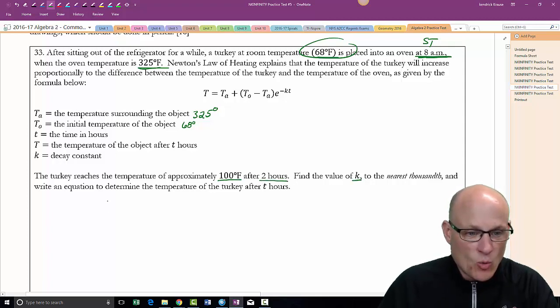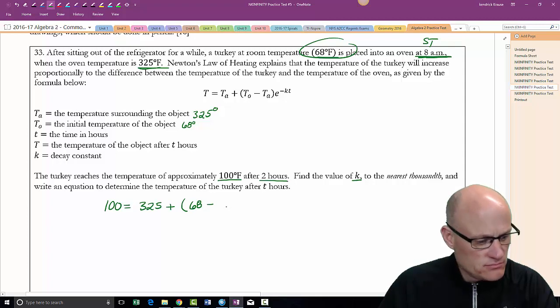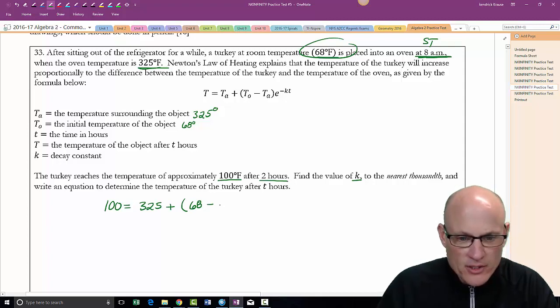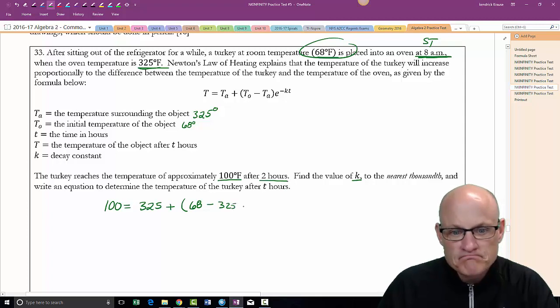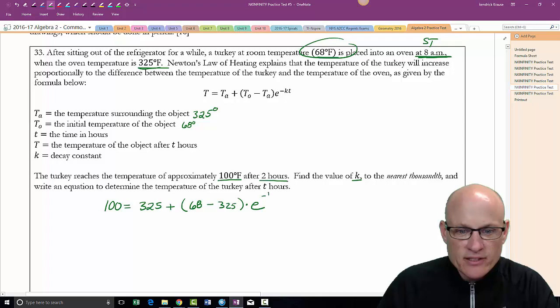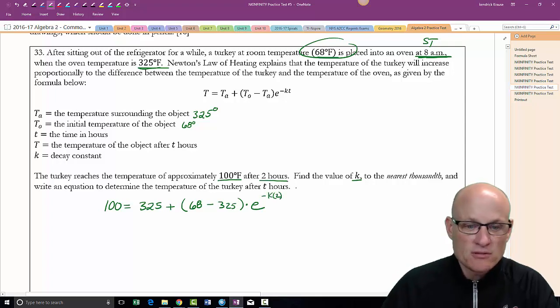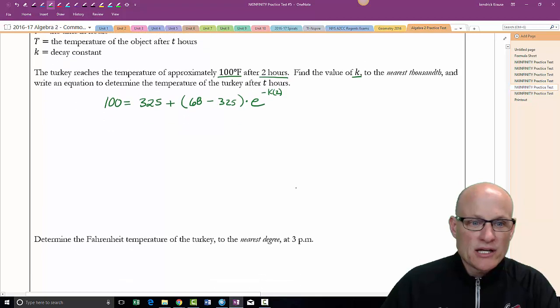Find K. Oh, okay. So 100 is equal to, TA was 325, plus TO, that was our initial temperature of 68 degrees, minus TA, that's 325 again, right? Times E to the negative K times 2. All right, so let's get that.